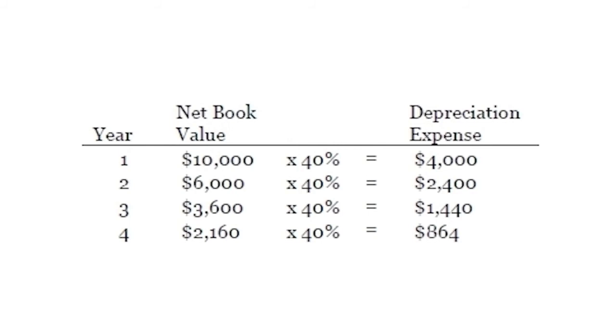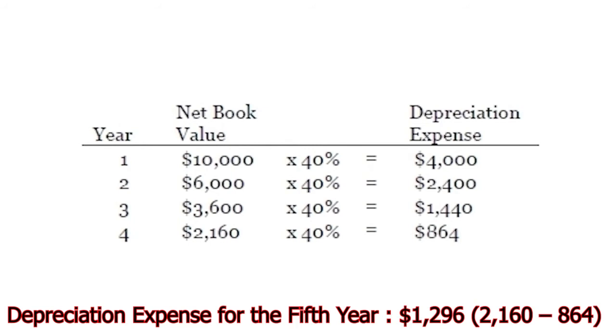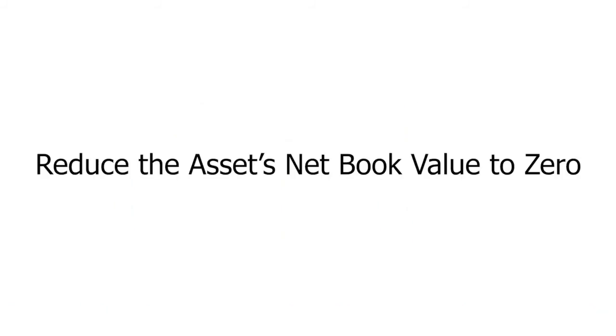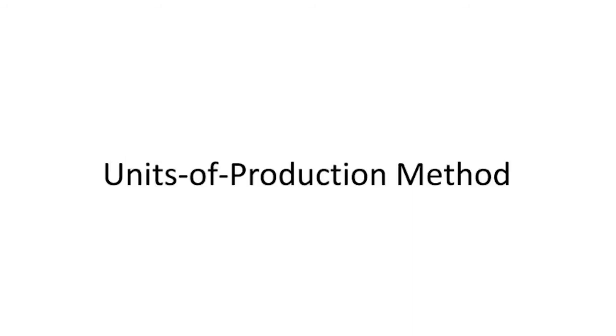Because the equipment is being depreciated over 5 years, Randy will record $1,296. That is 2,160 minus 864 of depreciation expense in the 5th year in order to reduce the asset's net book value to 0. Another GAAP accepted method of depreciation is the unit of production method.